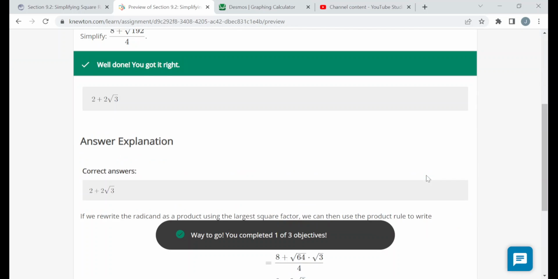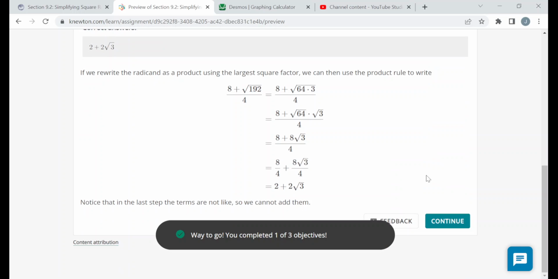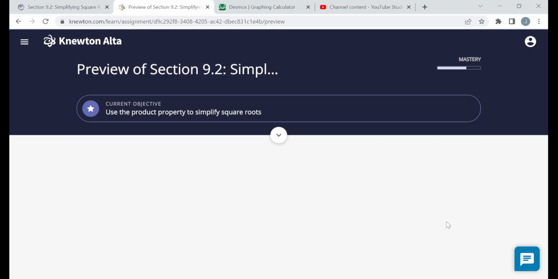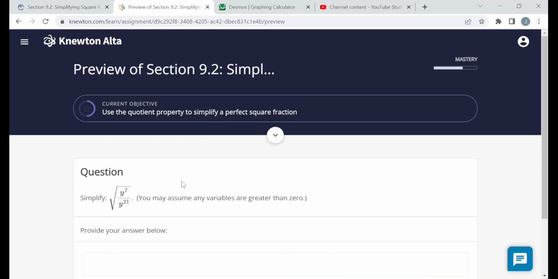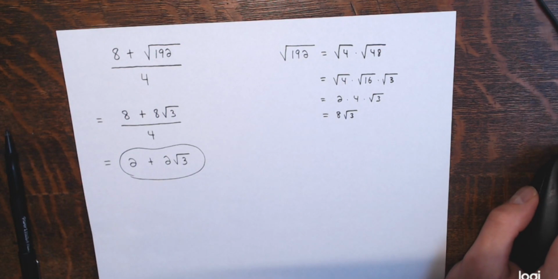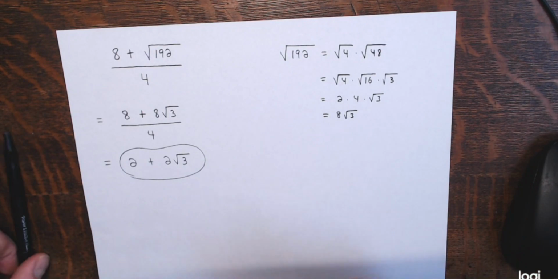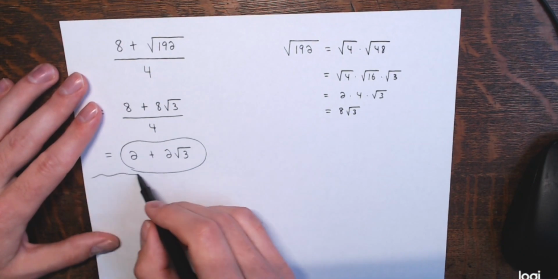Excellent. Okay. Back to the quotient property with a perfect square in it. So again, I'll write this out. We'll simplify the fraction first.